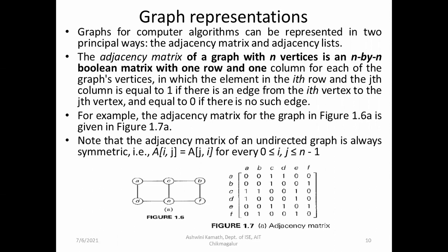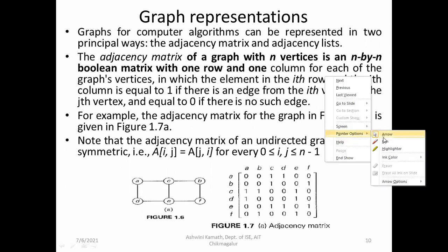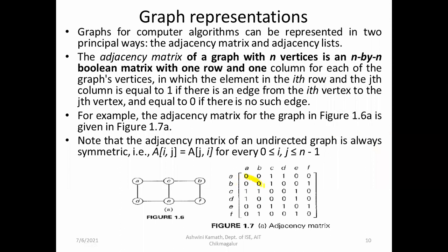Note that the adjacency matrix of an undirected graph is always symmetric. What is symmetric? A of ij is equal to A of ji. That is, for example, you can notice that A to C is 1, C to A is also 1. Then A to D is 1, D to A is 1. So it is symmetric. That is, when you fold your matrix along the diagonal element, okay, when you fold it, you will get the same elements.